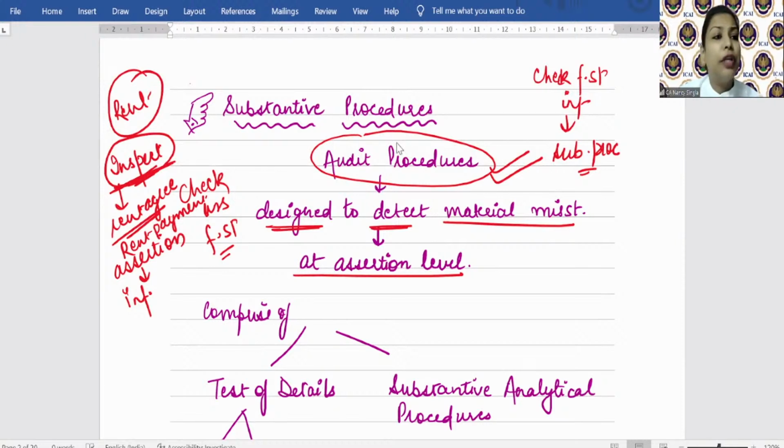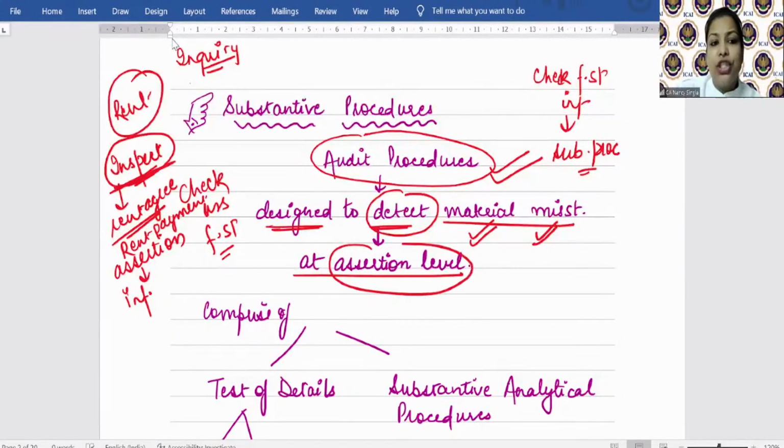Now, if he comes across any inconsistency or there is any doubt with respect to such rent payment, the auditor may perform another audit procedure, let's say inquiry. The auditor will inquire of the management with respect to the doubts which come to his mind regarding the rent payment. So he is performing inspection, he is conducting inquiry, and what are all these? Audit procedures. Why? Because he wants to detect whether there is any material misstatement at assertion level, that is, in the rent expense that has been shown. Clear?